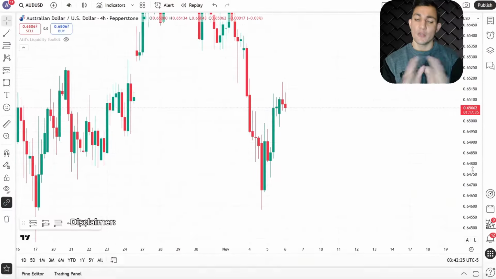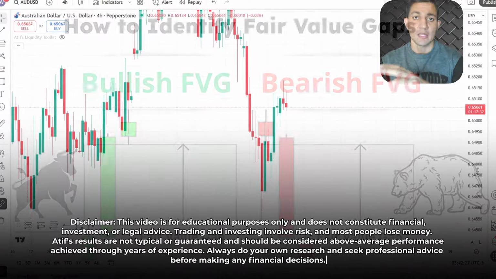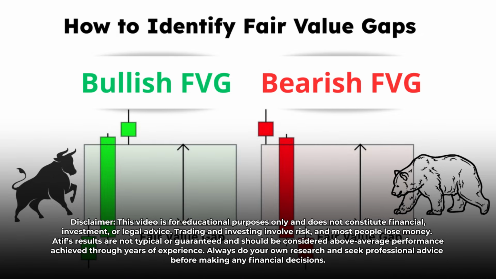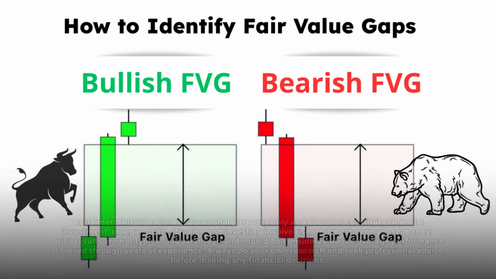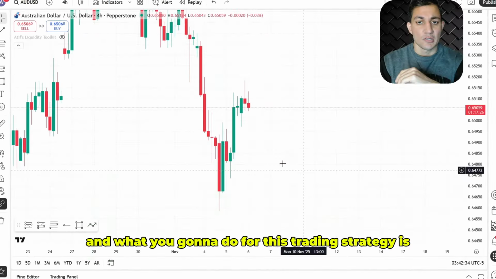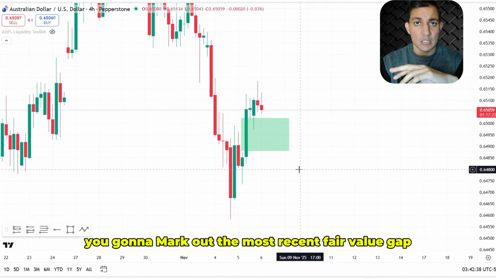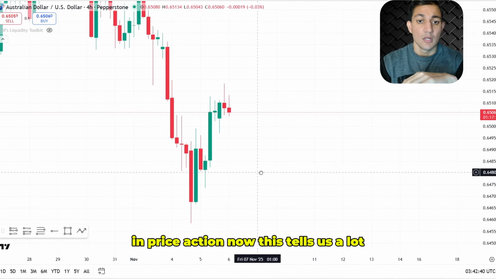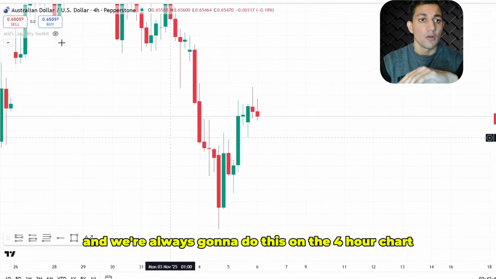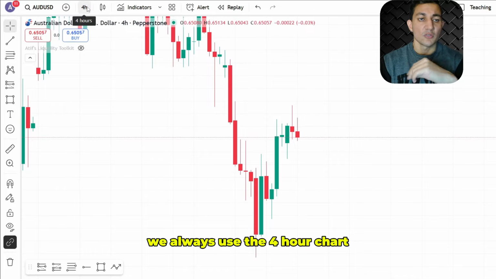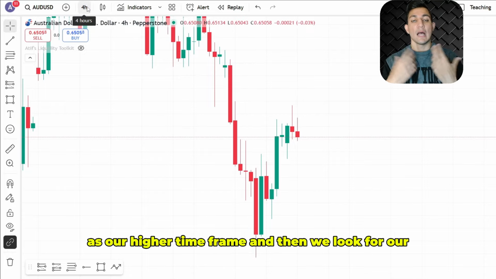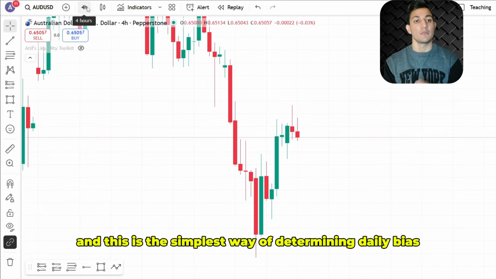Okay, so for this strategy, all we need is a fair value gap, and if you don't know what that is, go look at a picture on screen now of what a fair value gap is. It's a very simple pattern that forms in price action, and what you're going to do for this trading strategy is mark out the most recent fair value gap in price action. Now, this tells us a lot, and we're always going to do this on the 4-hour chart, right? So we always use the 4-hour chart as our higher time frame, and then we look for our entries on the lower time frame. And this is the simplest way of determining daily bias.